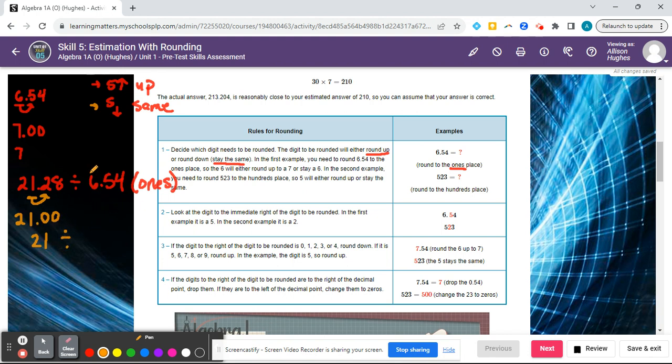And then we're going to do the same thing. We did already do this one. The 6 was in the ones place. We look to the right of that 6, which is a 5. 5 or higher, round up. So if it was a 5, a 6, a 7, 8, or 9, we would round that 6 up to a 7, and then anything else after that 7 turns into a 0, which just gives us 7. So now actually all our problem is 21 divided by 7, which gives us 3. Round your numbers first and then perform the division.